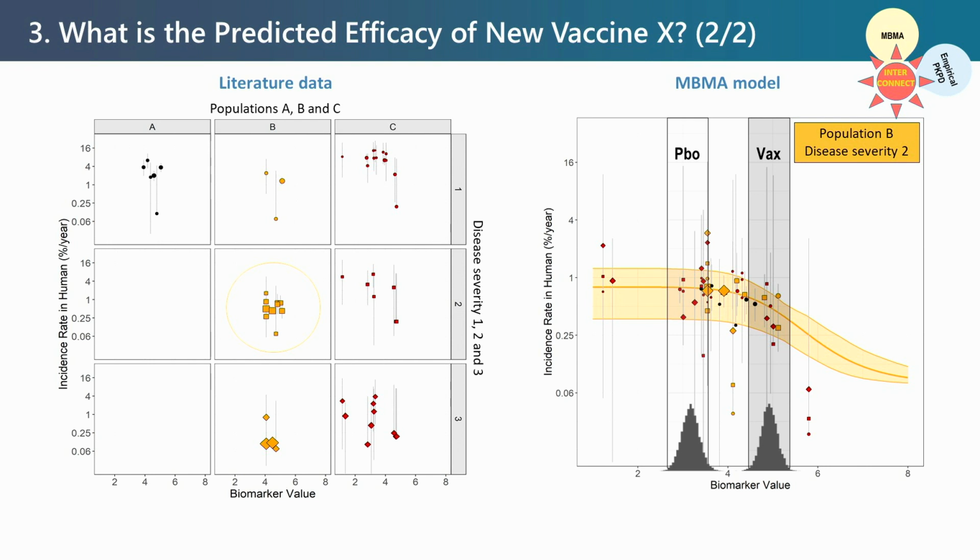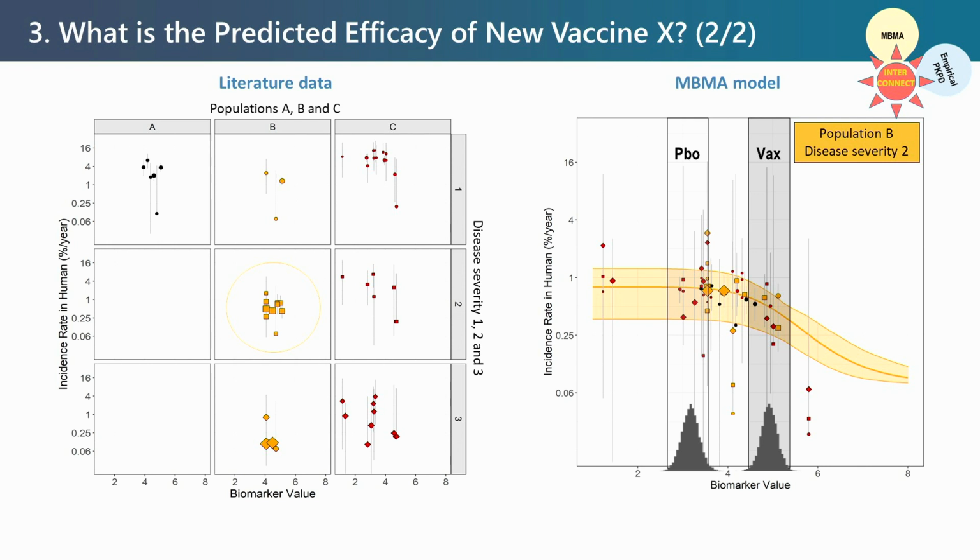A single network MBMA model was built to describe all different vaccines and account for all populations and disease severity levels. In that way, all data points contribute and strengthen the biomarker incidence rate relationship for each population and disease severity level. On the right, the MBMA model shows the relationship for population B at disease severity level 2, to which all literature reported data points scale. The model shows that as biomarker value increases, the incidence rate decreases. The yellow shadow is the confidence interval of the model.